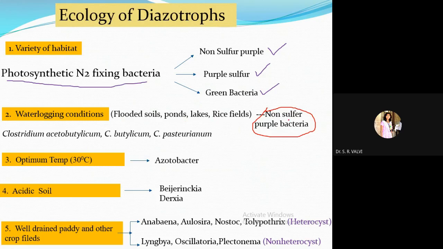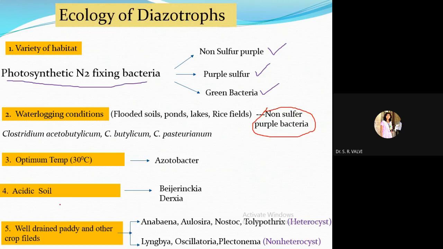Along with this non-sulfur purple bacteria, another example is Clostridium acetobutylicum. This is the best diazotroph which is present in waterlogging condition. Clostridium is one kind of bacteria present in waterlogging condition: Clostridium acetobutylicum or Clostridium butylicum and Clostridium pasteurianum. These bacteria are present specifically in waterlogging condition.